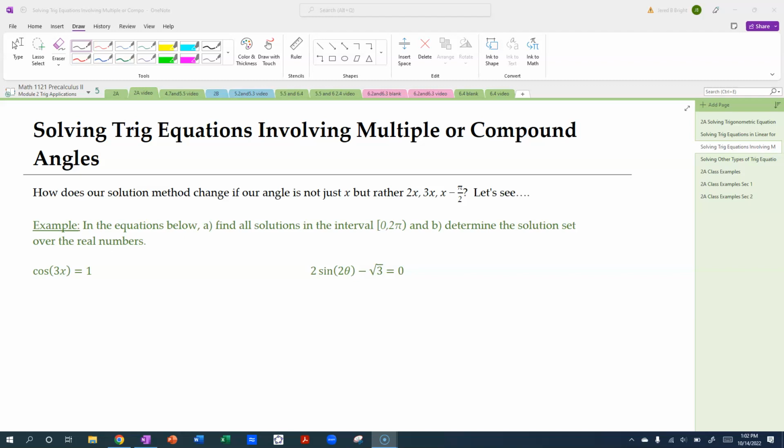First example that we're going to do is cosine of 3x is equal to 1. Good news, we're already isolated, but again, I'm looking at places on the unit circle where the value of cosine is 1. If you need to, you can treat this as just an angle theta. So cosine of theta is equal to 1, and on the unit circle, that occurs when theta is equal to 0, or 2 pi for sure.